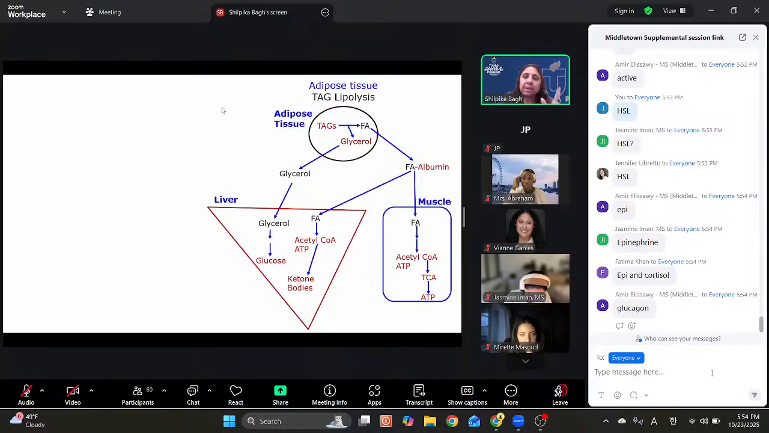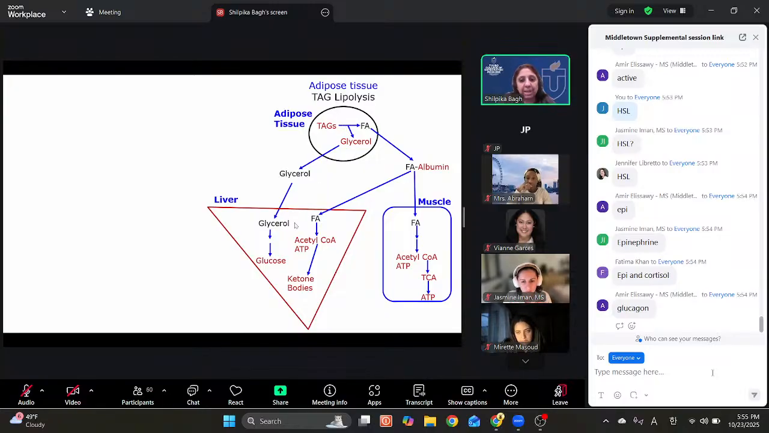HSL should be epinephrine and cortisol, please, rather than glucagon. Okay. So now tell me, when fatty acid is picked by liver and muscle, it's a low insulin state. What will fatty acid go into? Fatty acid synthesis or oxidation? Because this is all low insulin, right?